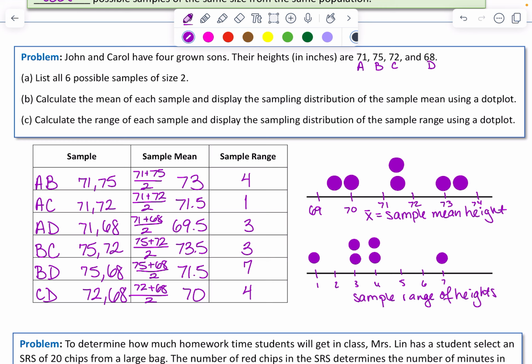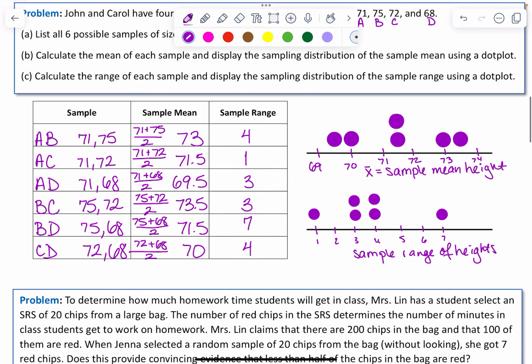Okay, so this is what a sampling distribution would be. You get every possible sample. So we got every possible sample of size 2. We found some statistic for them. So we found the sample mean for every possible sample. We found the sample range for every possible sample. And the sampling distribution is that graph we made at the end.